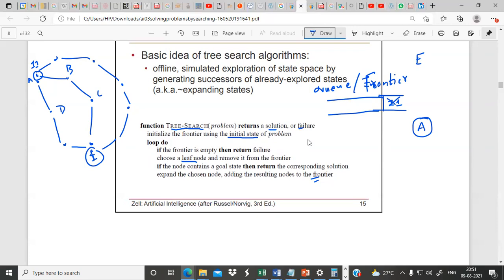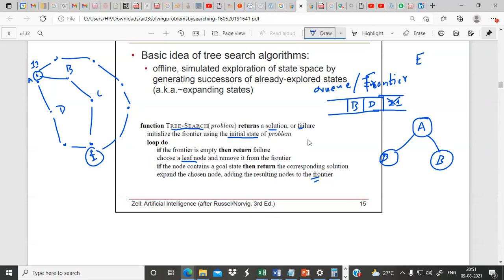When you expand A, what will you get? You will get D and B. So expand A, expand the chosen node, adding the resulting nodes to the frontier. So what you get? D and B. Add this to the frontier. Now D is added to the frontier and B is added to the frontier. Repeat this. If the frontier is empty, return failure. Frontier is not empty. Choose a leaf node and remove it from the frontier. Which leaf node now? D.